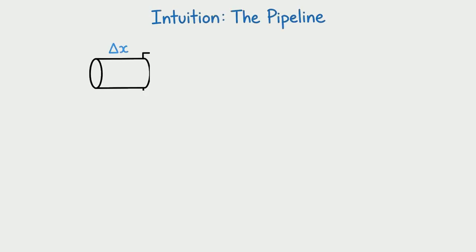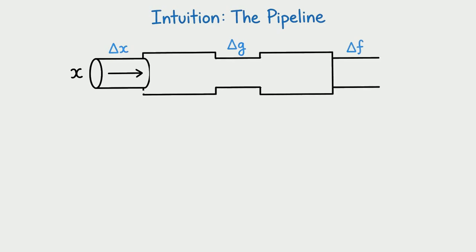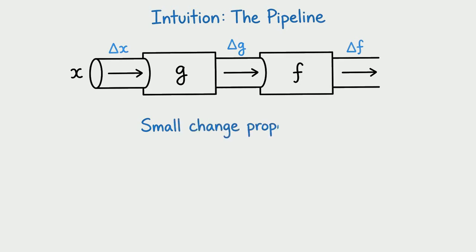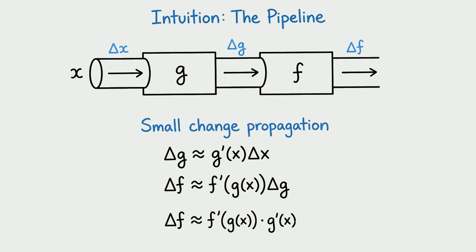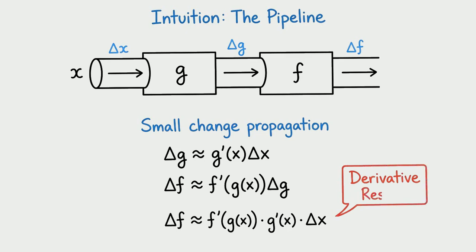Think of x as going through a pipeline. First, it goes through g, then it goes through f. A small change in x causes a small change in g of x, and that causes a change in f. So if delta x is small, then delta g is approximately g prime of x times delta x. And then delta f is approximately f prime of g of x times delta g. Multiply those together and you get delta f is approximately f prime of g of x times g prime of x times delta x. That's why the derivative of f of g of x with respect to x is f prime of g of x times g prime of x.